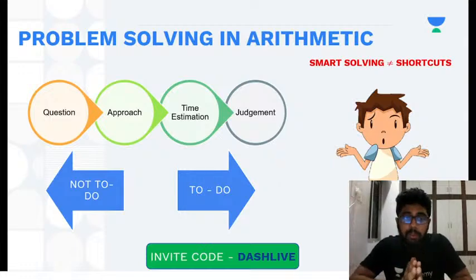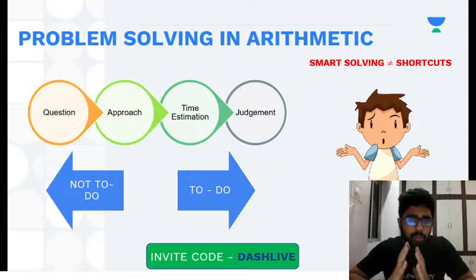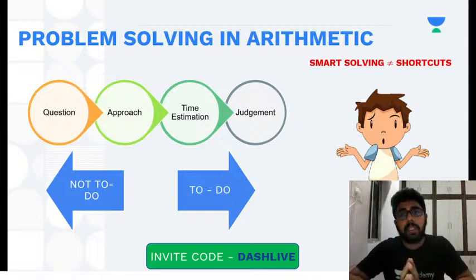If I know the approach, only then I move to the third step, that is time estimation. If I don't know the approach, I'll go to the next question. If you don't know the approach, no need to stay with that question, go to the next one. But I'm talking purely from an exam point of view, not when you are preparing at home.